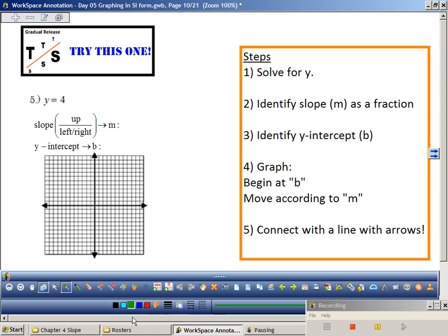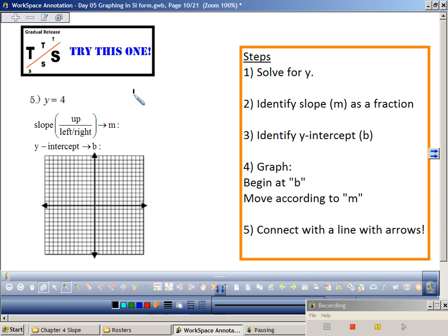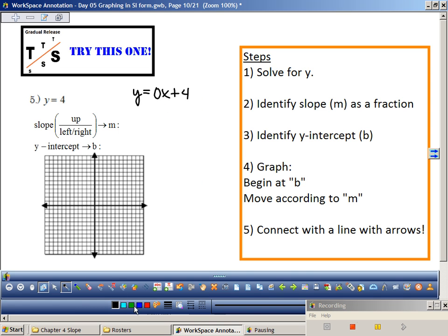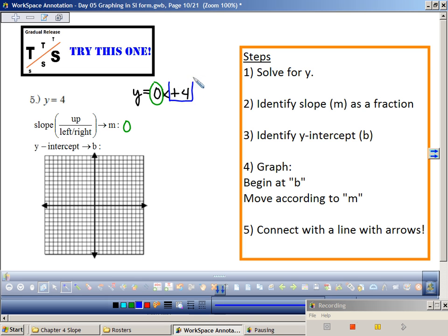So on this one, what did you guys identify for a slope? 0. If we have y equals mx plus b, we have 0 as a place marker for our slope. So now let's identify our slope. It's right there. It's 0. And my y-intercept is positive 4.